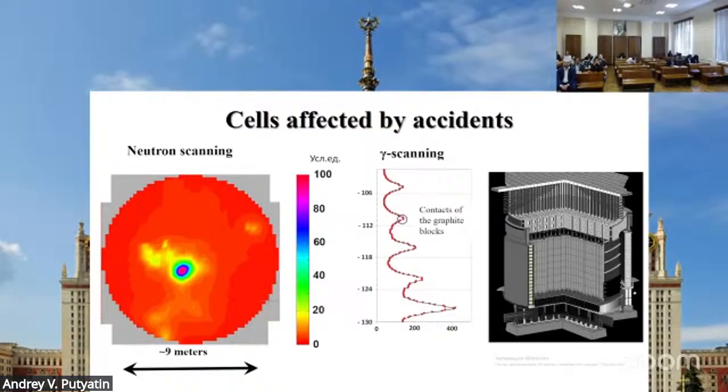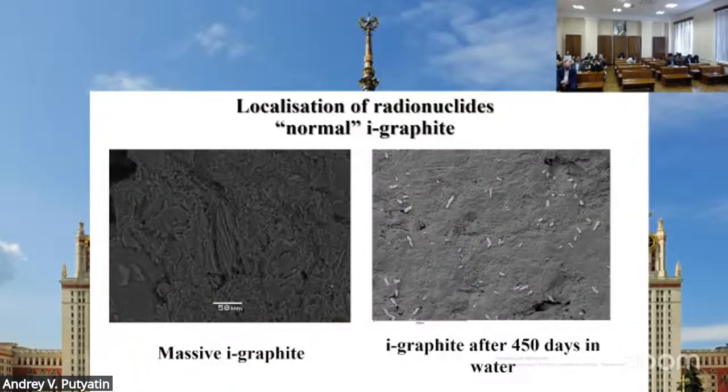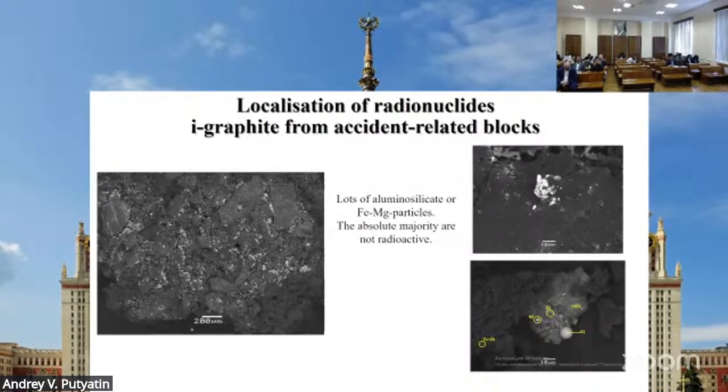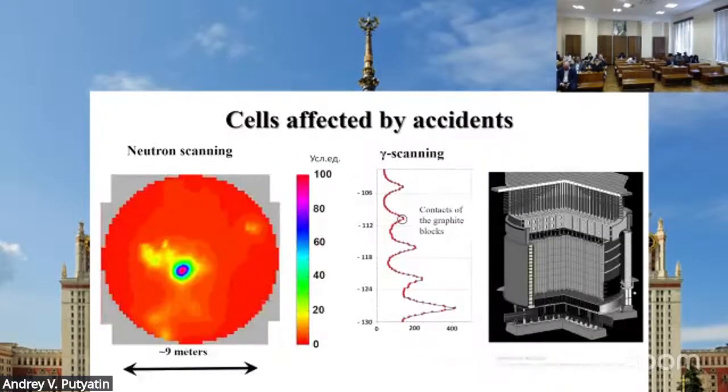And for example, one of the Russian reactors of RBMK type was repeatedly operating in very difficult conditions with some accidents. During these accidents, the fuel bundles were destroyed, and the irradiated fuel was dispersed into the cladding, forming so-called hotspots. For example, this is a neutron scanning of the whole reactor core. You see that some channels, this is something like 9 meters, so you see a very large contaminated area.